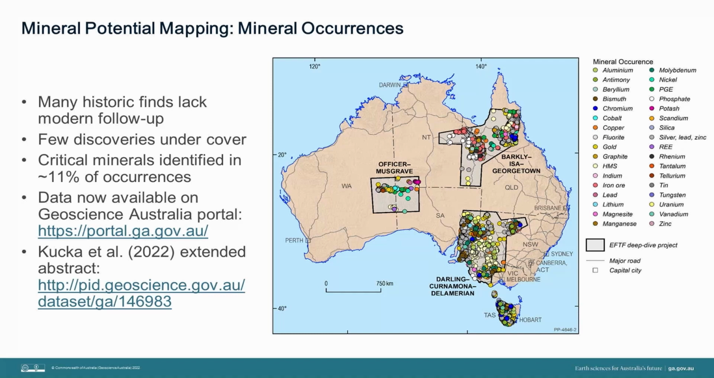This compilation of mineral occurrences shows that critical minerals are found in approximately 10% of occurrences in the Barkly-Isa-Georgetown region, 10% of occurrences in the Darling-Curnamona-Delamerian region, and about 70% in the Officer-Musgrave region. Tungsten, antimony, heavy mineral sands and cobalt make up the majority of the known critical mineral instances across the 3 regions. All 3 deep dive areas are rich in cobalt. Barkly-Isa-Georgetown and Darling-Curnamona-Delamerian are rich in tungsten, and heavy mineral sands in the Murray Basin, within the Darling-Curnamona-Delamerian area, and antimony in the Barkly-Isa-Georgetown area.